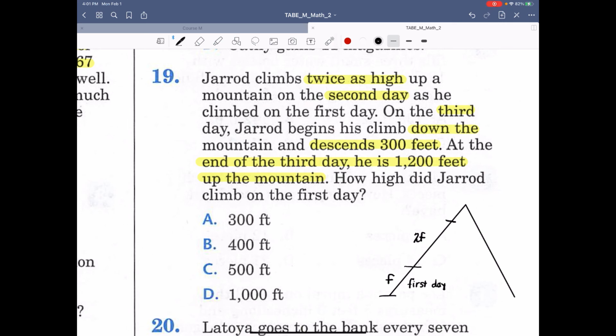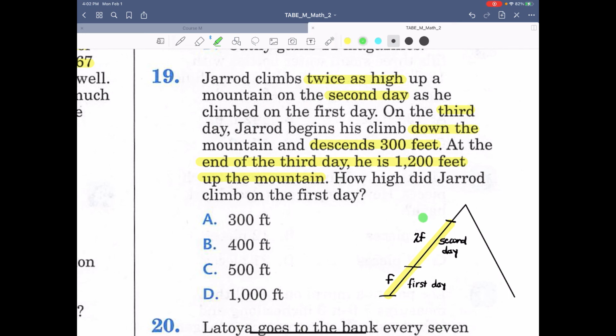And then the second day, he went double what he did on the first day. So those two variable terms there are the first 2 days. Then on the third day, what happened? Did he keep going up, or did he start coming back down? He started descending. Okay, so he went up the mountain on the first 2 days to this point, and then he turned and started to come back down the mountain.